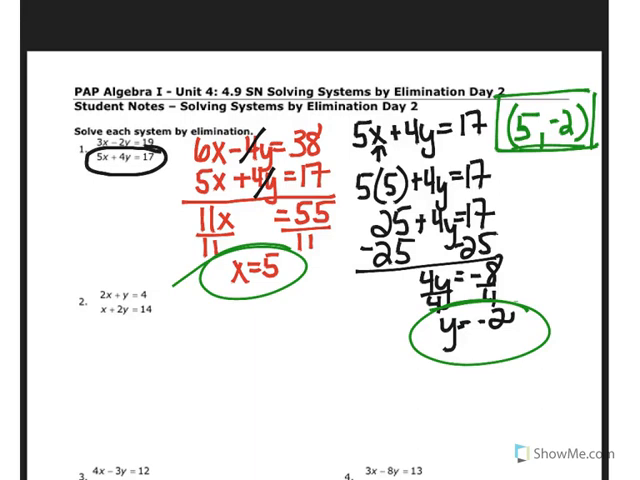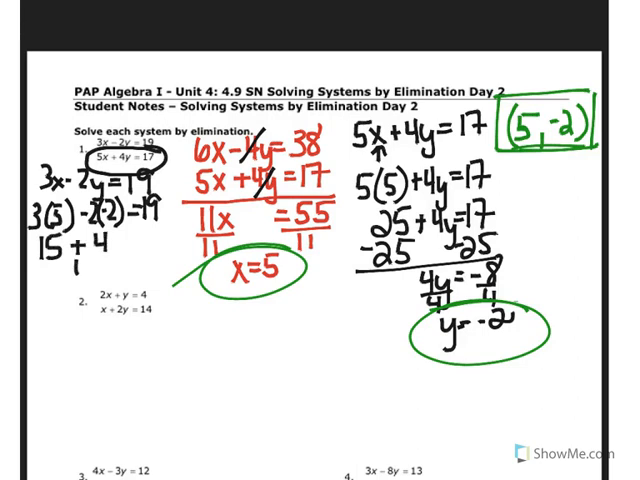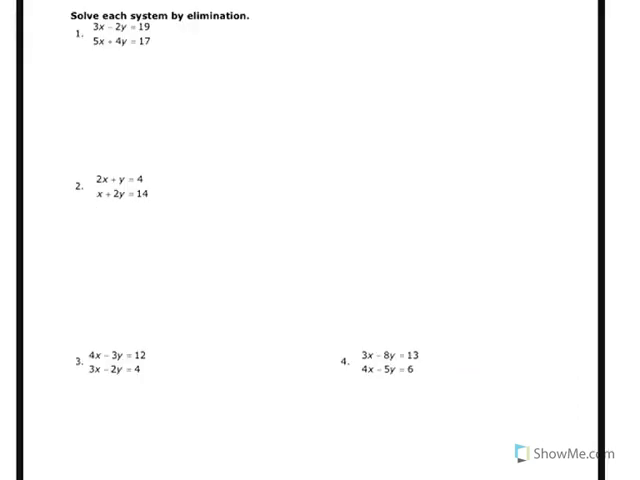And now to do a quick check, I'm going to use the other equation, 3x minus 2y equals 19, and I'm going to put our solution in there. So I have 3 times 5 and -2 times -2 equals 19. And so this is 15, -2 times -2 is positive 4, and so I get 19 equals 19. And there, we've checked our work. Okay, so that's number 1. Pretty easy, right? So let's try number 2.